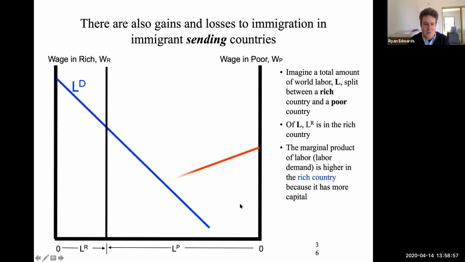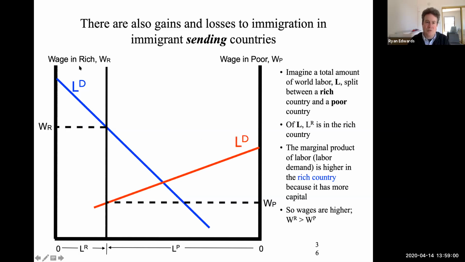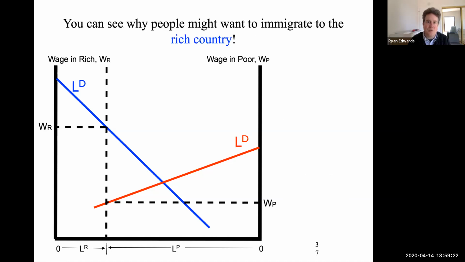It's a pretty good assumption to say that the reason the rich country is rich is because its labor demand curve is shifted out with higher technology and more capital. So the prevailing wage, prior to any immigration happening, is higher in the rich country than it is in the poor country. So if you could, as somebody in the poor country, you would pick up and move. You would see the higher wage in the rich country and you'd move.